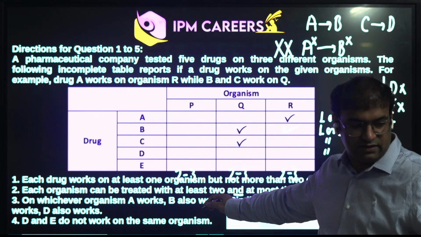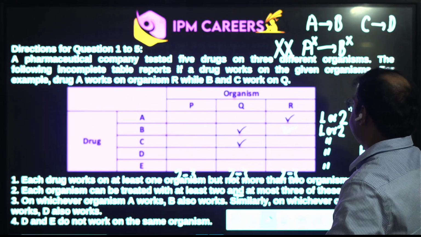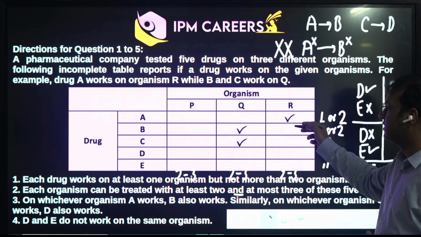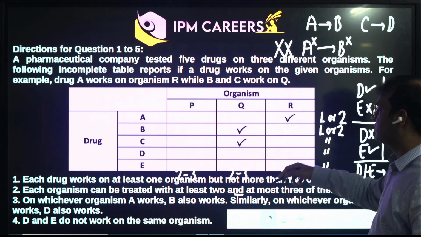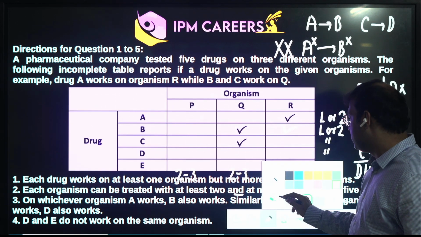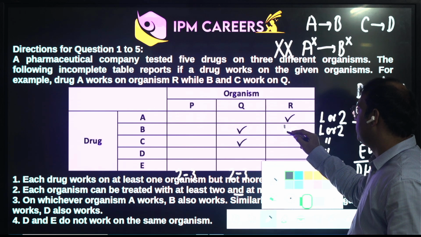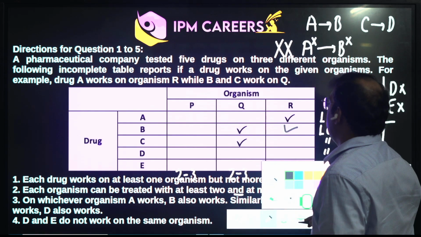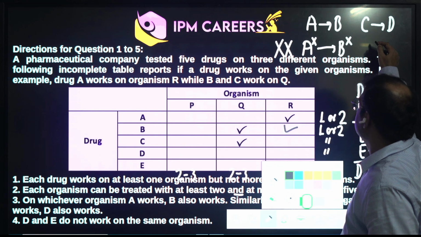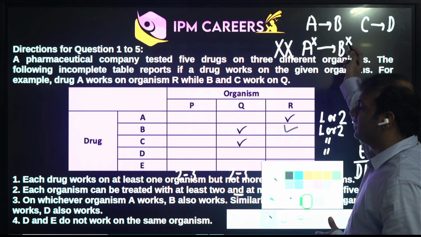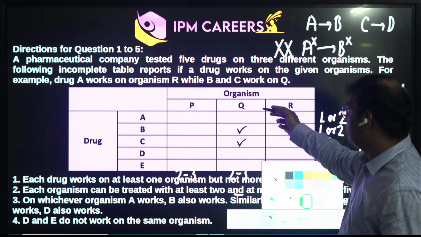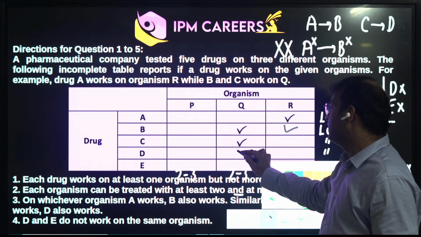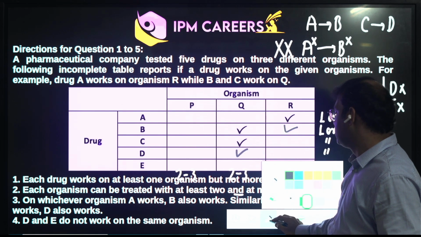So the table here says that, as we saw, organism R can be treated with drug A. We also understood by point number 3 that it can be treated with drug B as well, right? Now they were saying that if an organism can be treated with drug C, it can be treated with drug D as well. So we can apply this on organism Q because Q is treated with C, so it can be treated with D as well, as you can see.